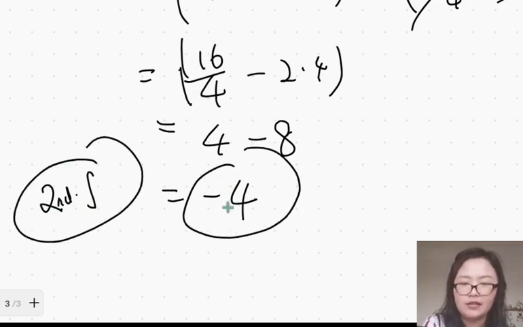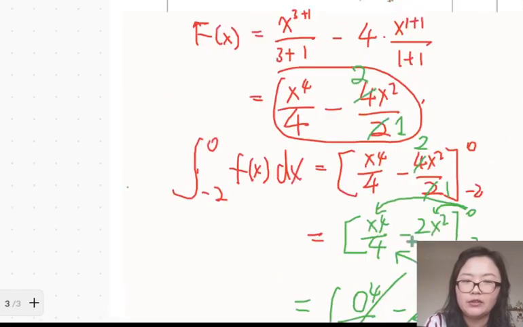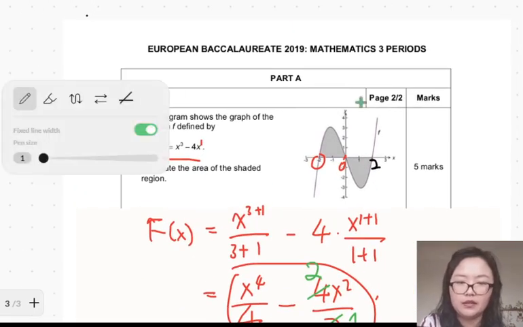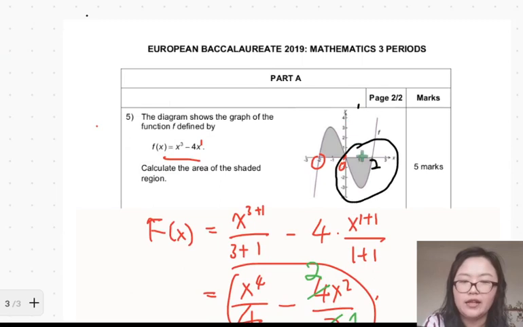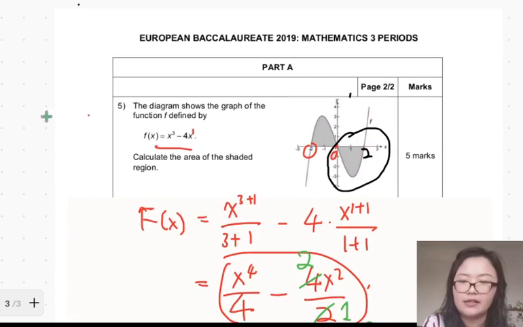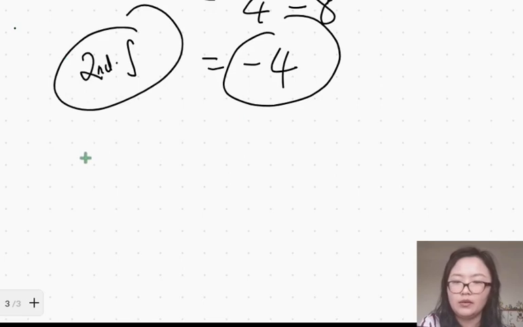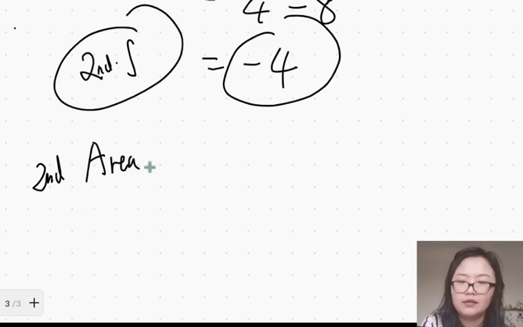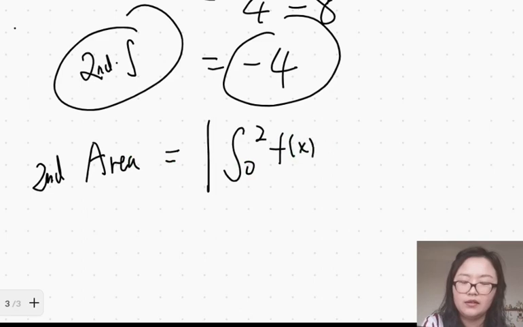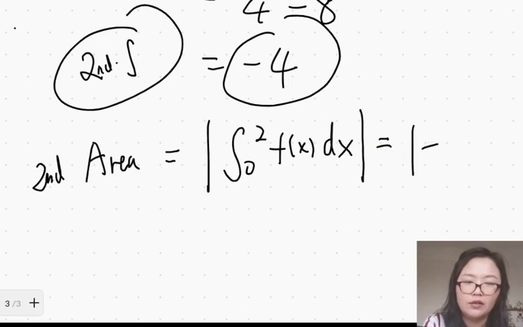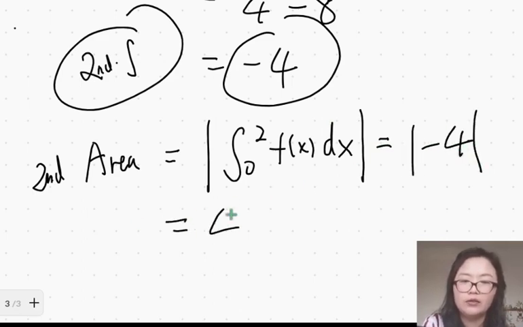So does this make sense why it is minus? So we go back to look at the area. The area is actually under the x-axis, so we know that it does make sense. Yeah, when the area is under the x-axis, it must be negative. Okay, so when we write, we will say the second area equals the absolute value of the integrated value. So absolute value of -4, that is +4.